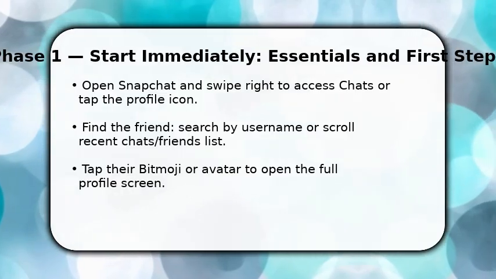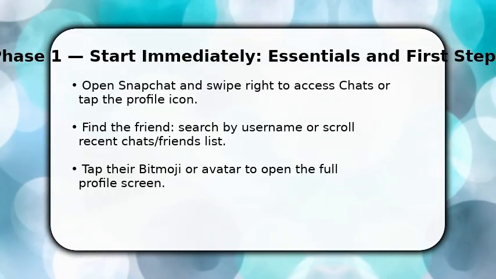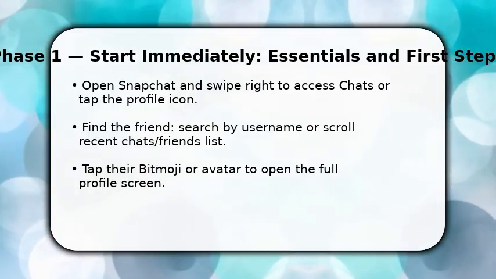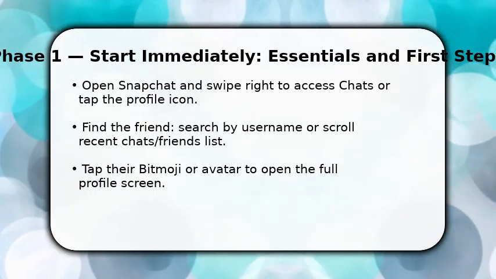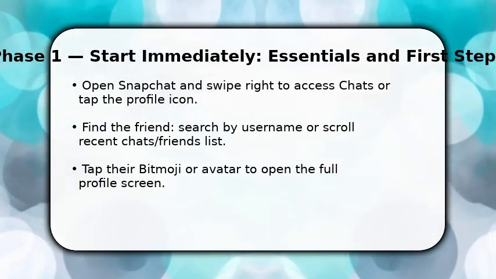Snapchat sometimes shows a birthday label if the friend has added it. If you don't see it, make sure you are viewing the full profile, not just the quick pop-up. More details appear on the expanded page.